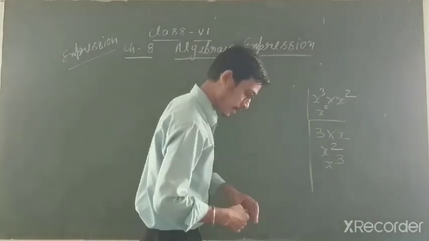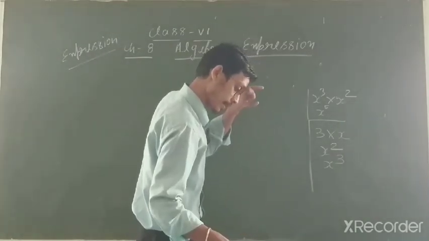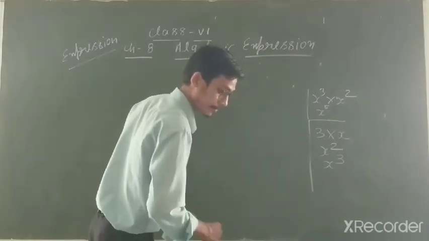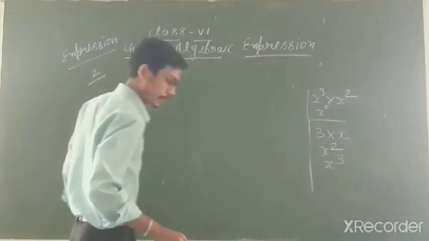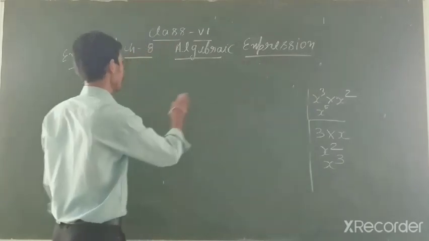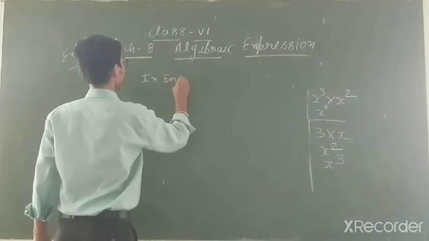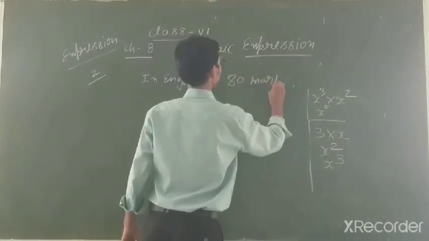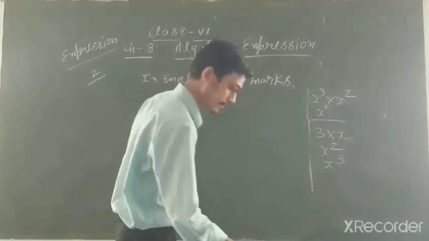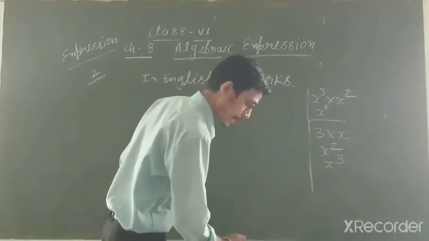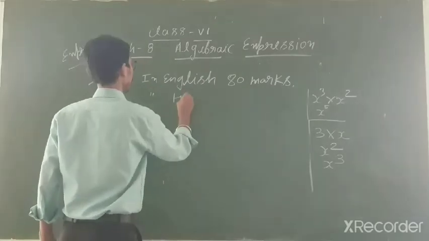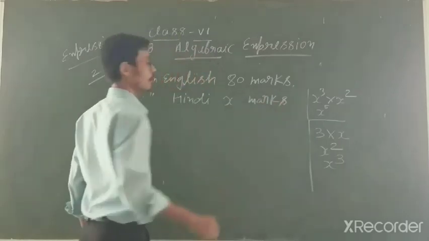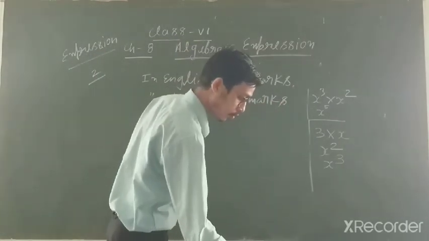Question number 2 is given. Ranjit scored 80 marks in English and x marks in Hindi. What is his total score in the 2 subjects? Clear student? Ranjit scored 80 marks in English, so in English, 80 marks. Clear student? In English 80 marks. And x marks in Hindi, in Hindi, x marks. Clear student? Now you have to find out what is his total score in 2 subjects.